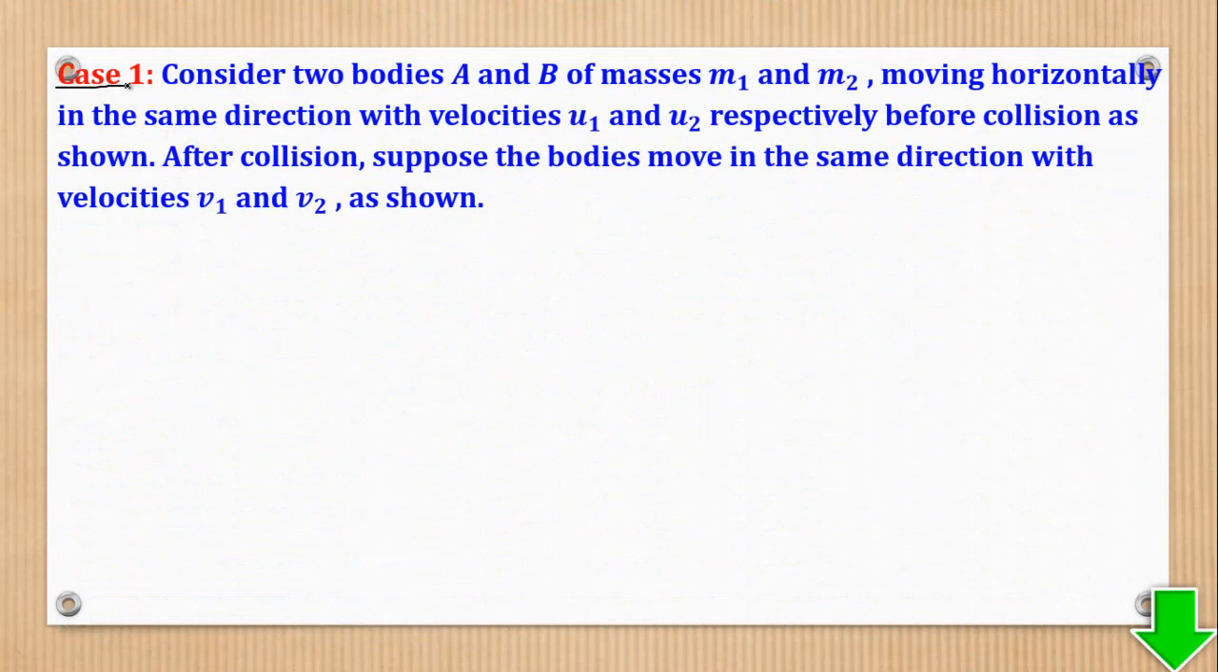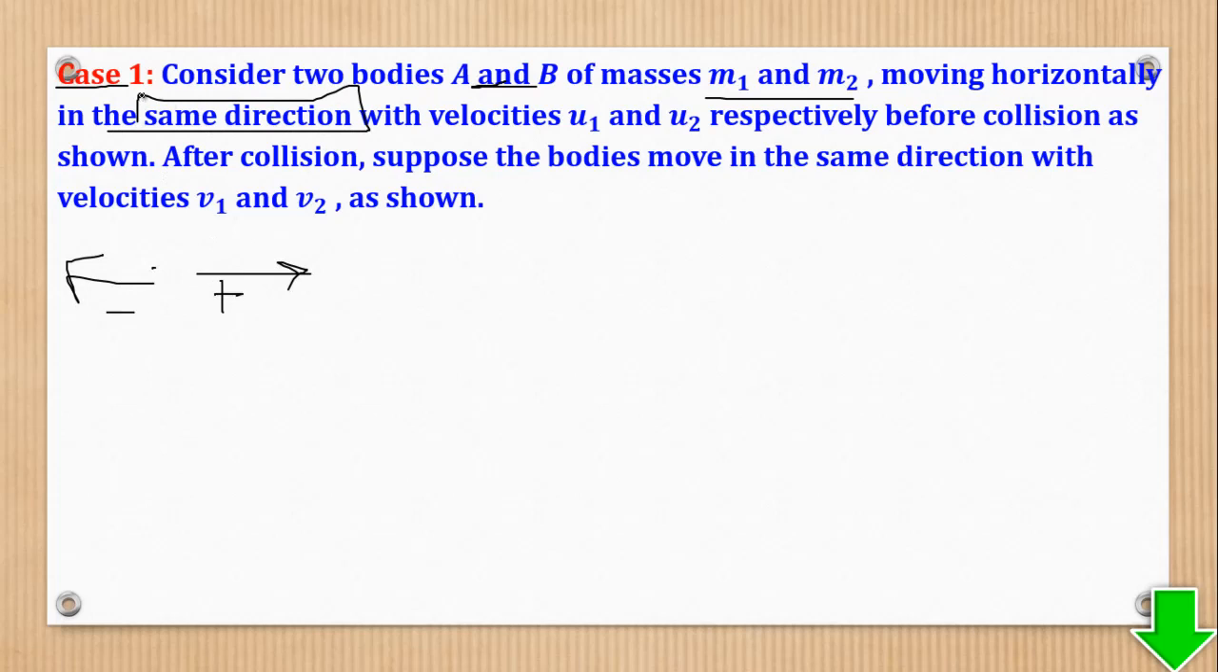Let's begin with the first case, where two bodies, A and B, of masses m1 and m2, are initially moving horizontally in the same direction. You are aware that in vectors, a change in direction is noted by a change of sign. For example, if they're moving in opposite directions, one will be positive and the other one will be negative.